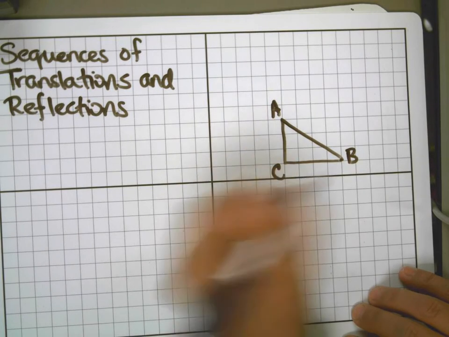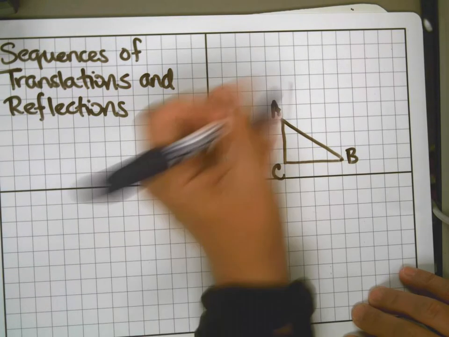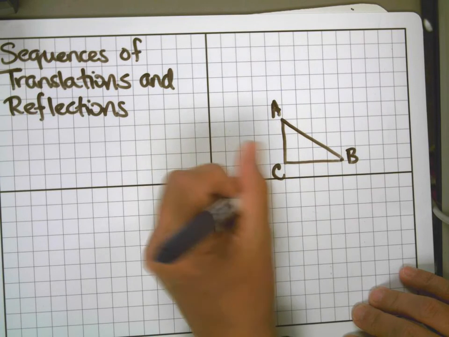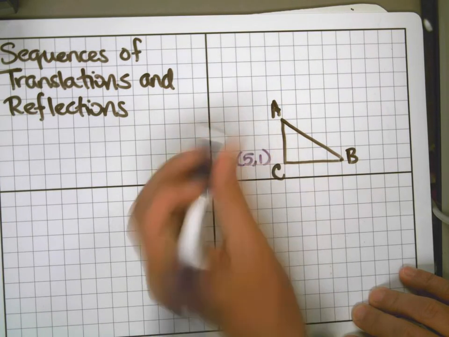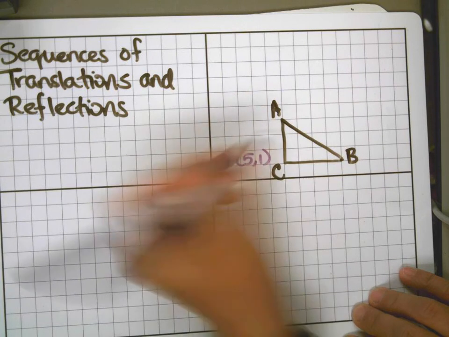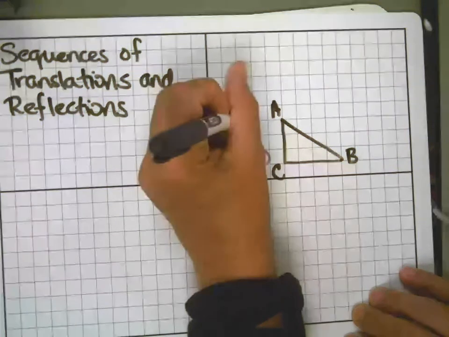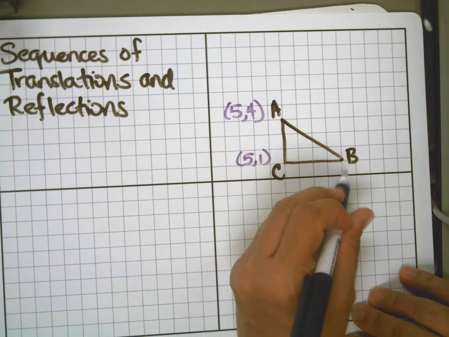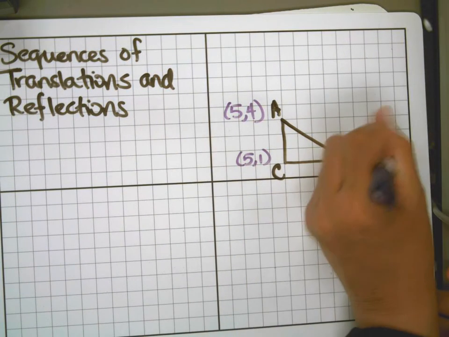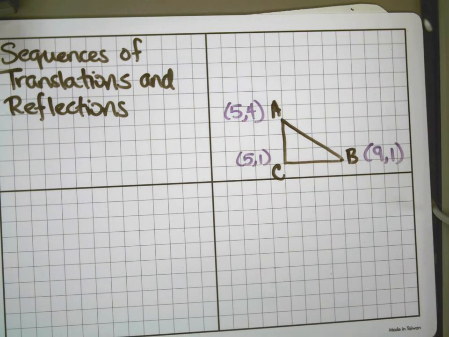So if I have triangle ABC here, I'm going to figure out where the points are. 1, 2, 3, 4, 5, 1. So C is at 5, 1. 1, 2, 3, 4. A is at 5, 4. And 5, 6, 7, 8, 9. B is at 9, 1. So that's where my original triangle is.